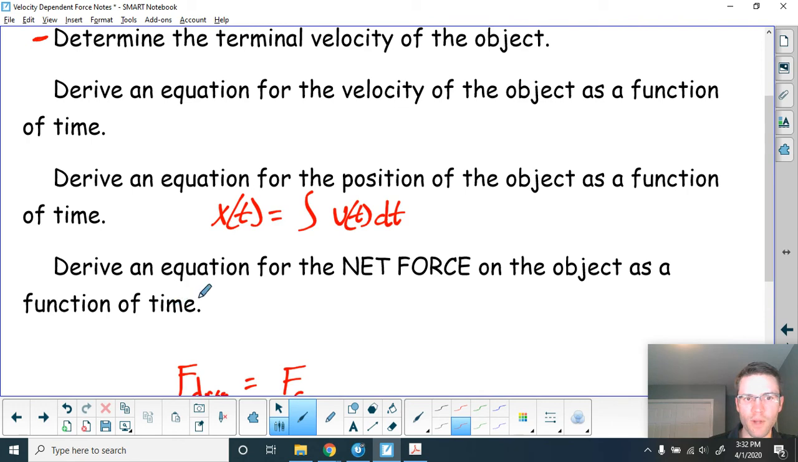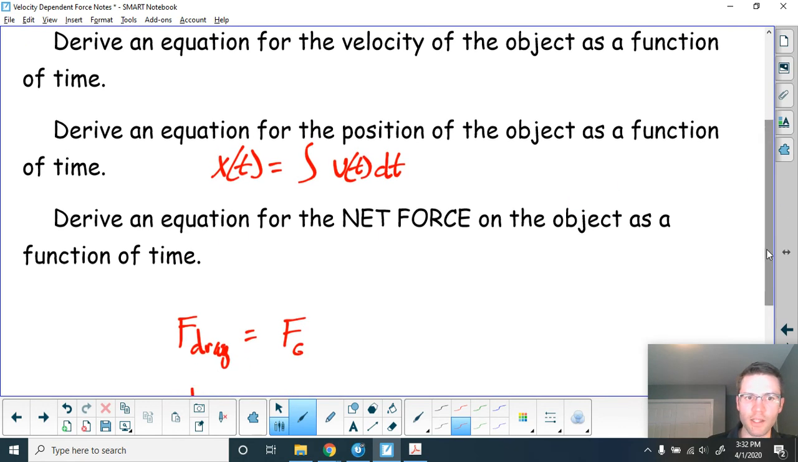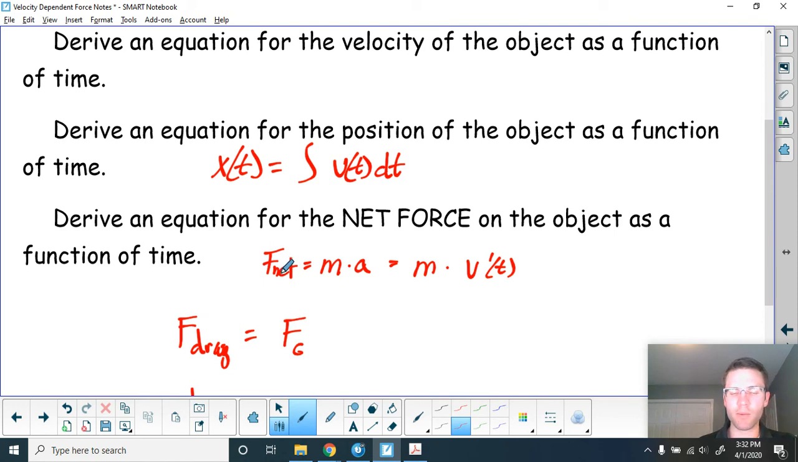We'd get that. Derive an equation for the net force as a function of time. Well, net force is equal to your mass times your acceleration. Now, how do I get my acceleration? Well, this is going to be mass times the first derivative of your velocity function. So we could take the function that we just got, take the derivative of it, multiply by m, and it will get you a function of force with respect to time.